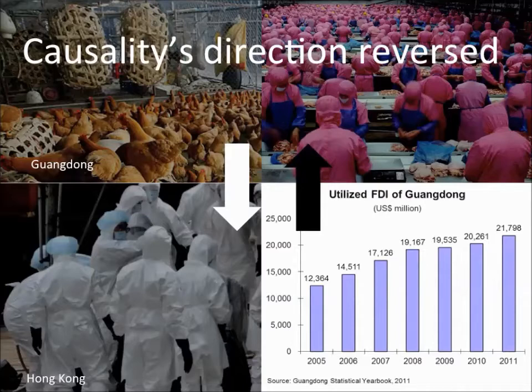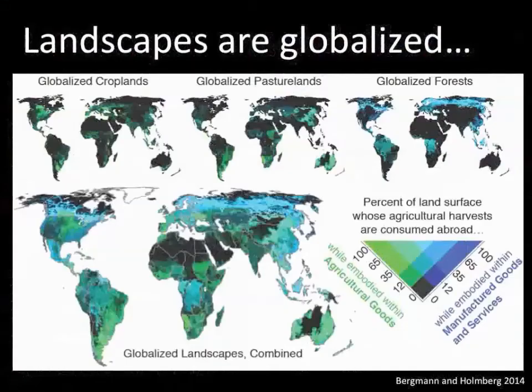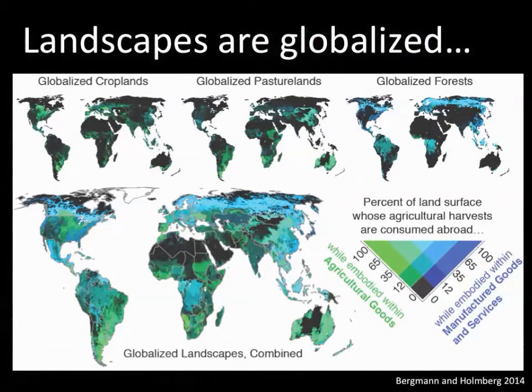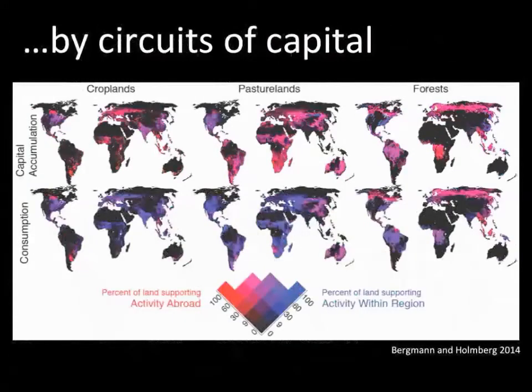So with these kinds of complications in mind, I started working with the University of Washington's Luke Bergmann to test whether the world's circuits of capital, as they relate to husbandry and land use, are related to disease emergence. Here we have the percent of land whose harvests are consumed abroad as agricultural goods in green or as manufactured goods and services in blue. In this way, the source of disease may not merely be the countries in which new diseases first appear and may extend as far as the other side of the world.